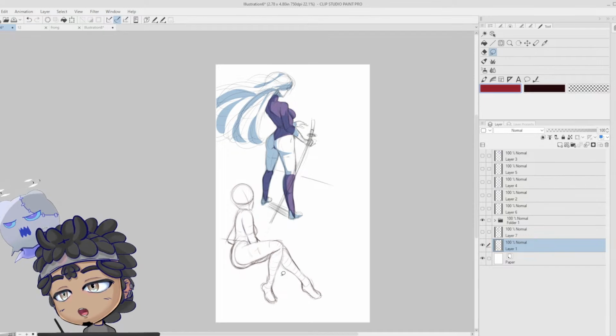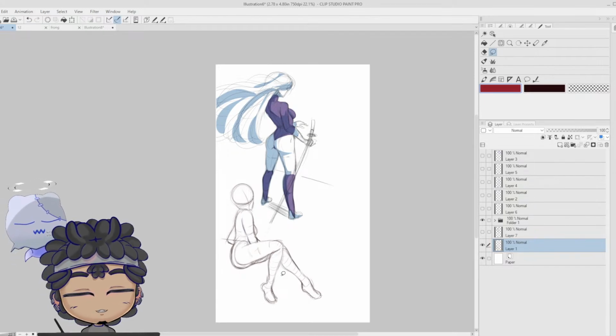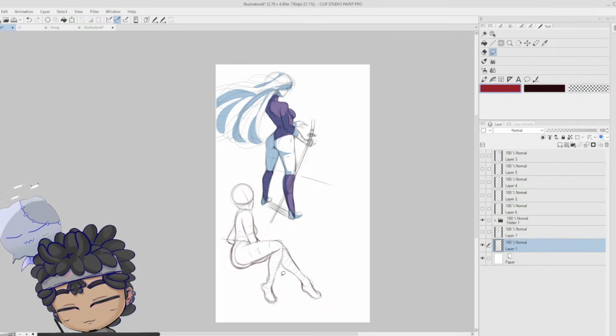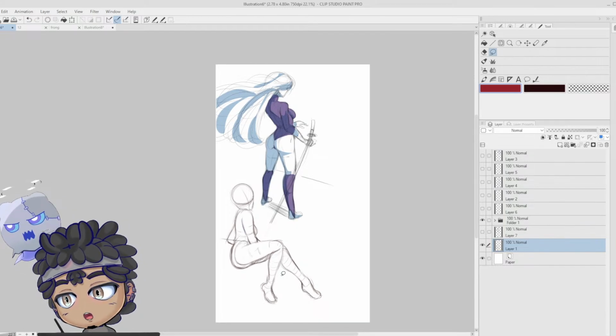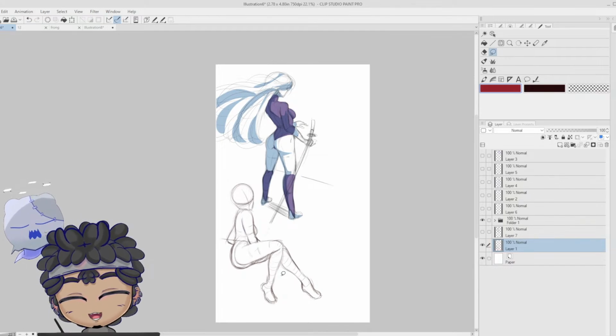Can we pick the pose? Yeah, sure. You can send me a pose real quick. I am not doing nothing political.